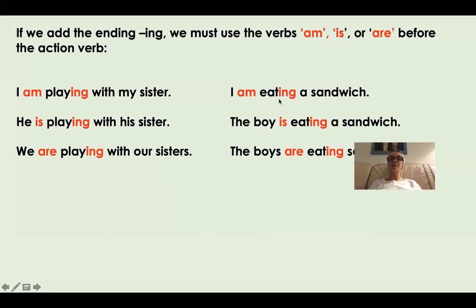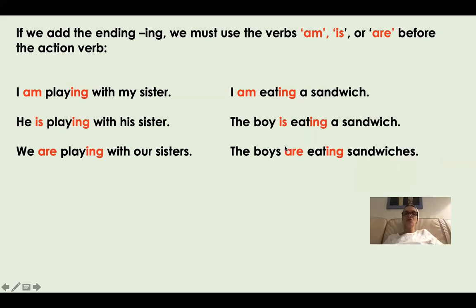I am eating a sandwich. The boy is eating a sandwich. The boys, many boys are eating sandwiches, and because there are many boys, they are eating many sandwiches.